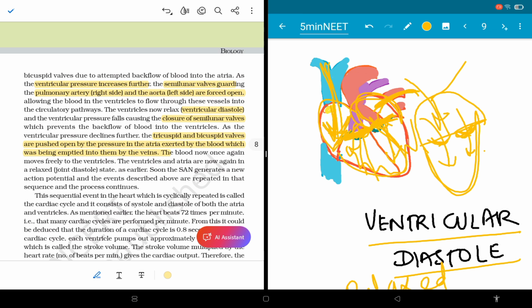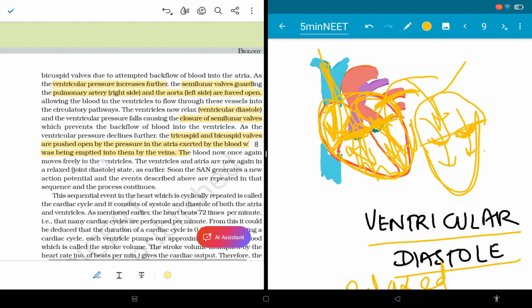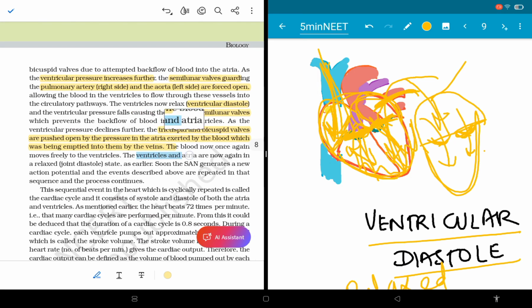The first step we saw was the joint diastole, that is both are in a relaxed state. When blood from the inferior vena cava, superior vena cava and the pulmonary veins enters the ventricles without any obstruction, that is the joint diastole we saw earlier. Now again you are going to reach that stage. The blood now once again moves freely to the ventricle. The ventricles and the atria are now again in a joint diastole state.